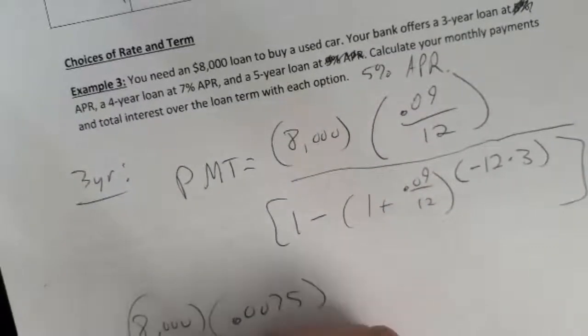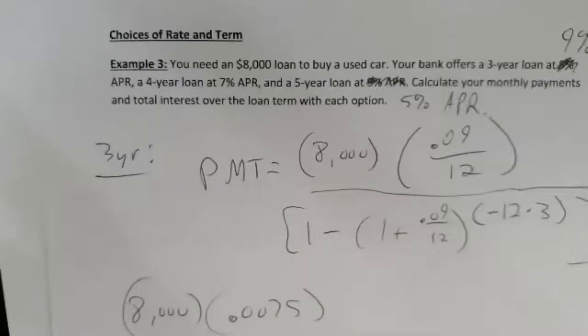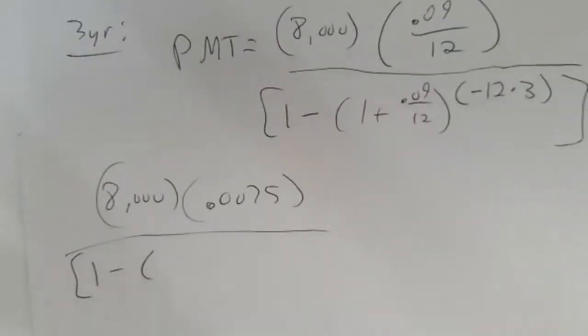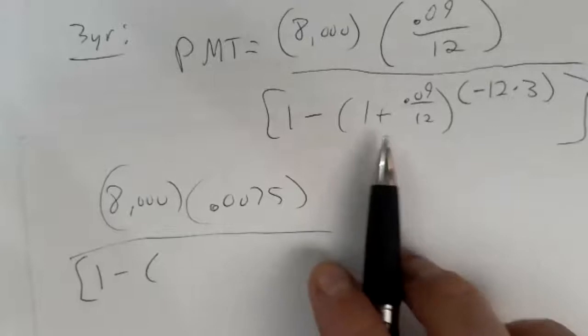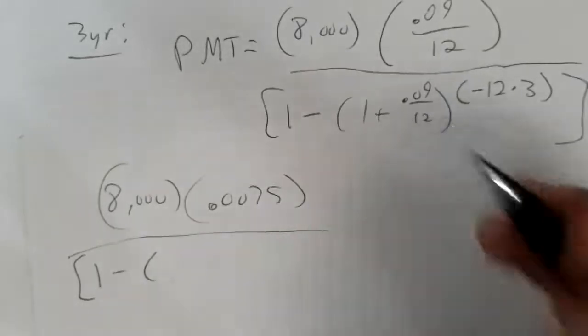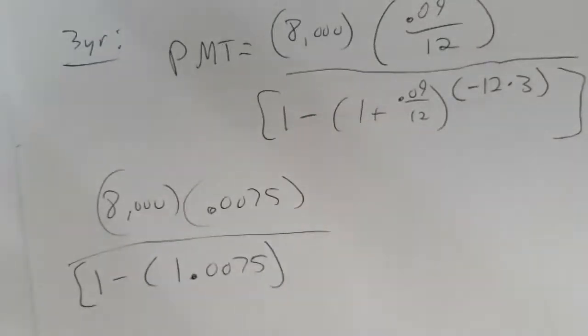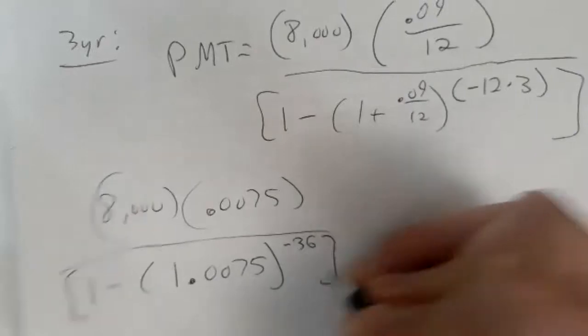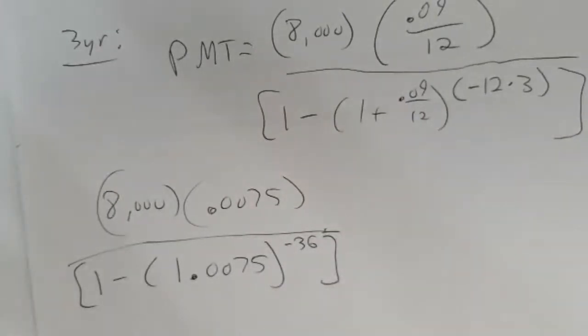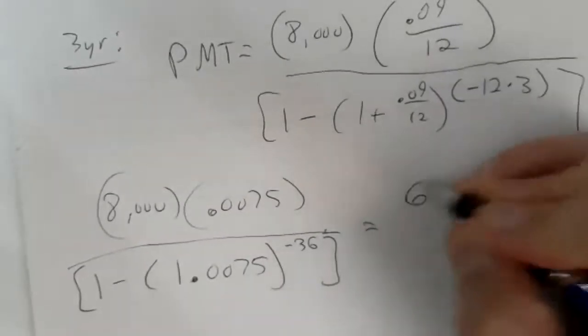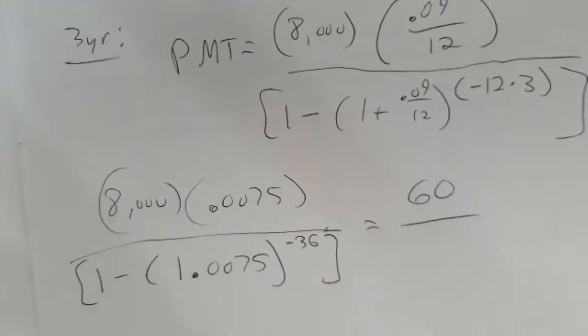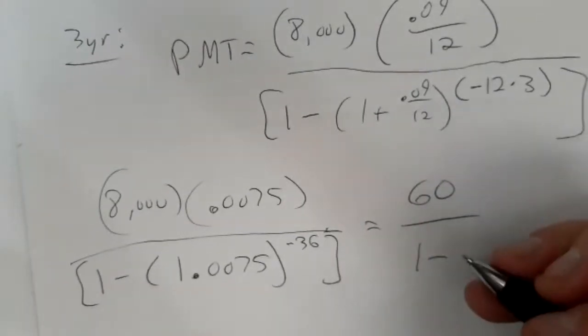I'm doing 1 minus 1 plus 0.09 over 12. And I'm going to maybe do this quickly. So 1 plus this fraction, and I'm doing this to the negative 36 power. I should end up with something like 60 over 1 minus 0.7641.